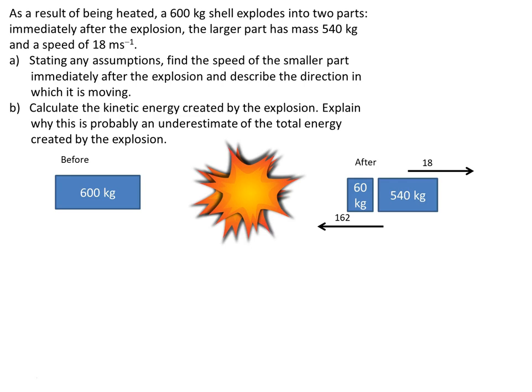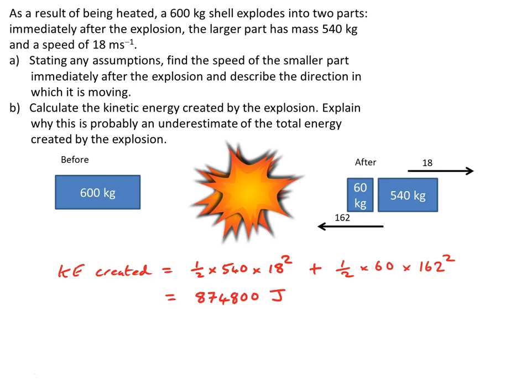The kinetic energy created by the explosion is going to be the kinetic energy of the large part plus the kinetic energy of the small part. We need to remember that kinetic energy is a half mv squared. So the kinetic energy of the larger part is half times 540 times 18 squared, and the kinetic energy of the smaller part is a half times 60 times 162 squared. So the kinetic energy gained is 874,800 joules.